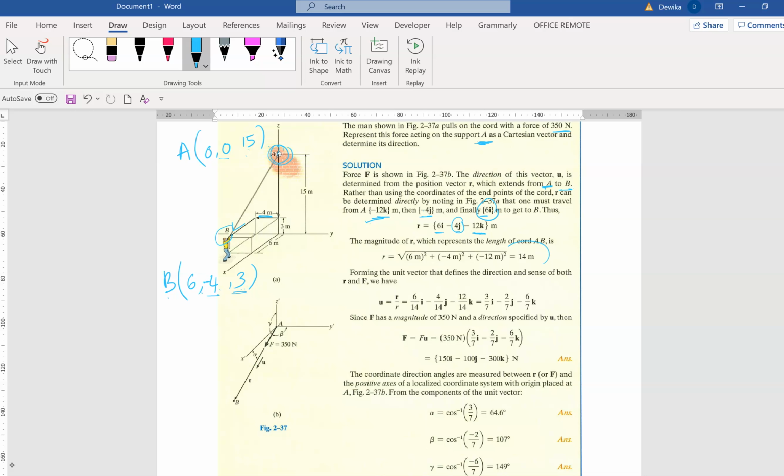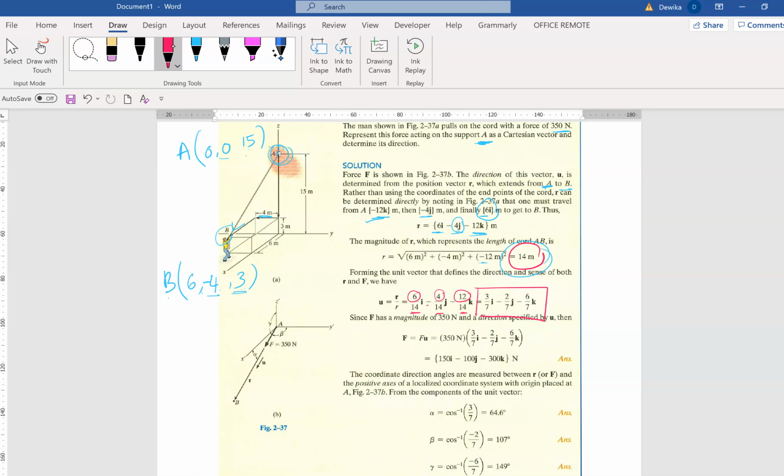So what is the magnitude? The magnitude will be 14. How do you get that? 6 squared plus 4 squared plus negative 12 squared, where the negative becomes positive when squared, so you get 14. Once you get 14, you can find the unit vector. Your i will be 6 over 14, your j will be negative 4 over 14. Remember, retain the negative, very important. And then we have negative 12 over 14. So you get the unit vector as 3 over 7, negative 2 over 7, and negative 6 over 7. Watch out for the negative values.